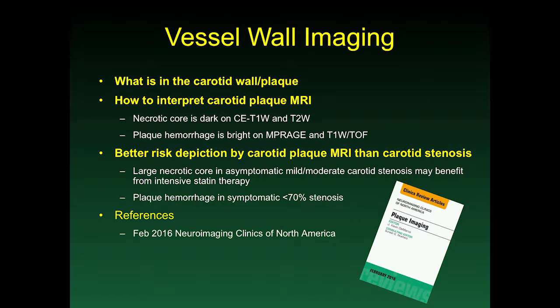Why we care about this is we feel that patients with large necrotic core that are asymptomatic with mild to moderate stenosis are the perfect subgroup to give these intensive statin therapies, especially since Lipitor is off patent now. It's very cheap, like a couple of bucks a month, and so we're going to try to do this in a tri-service research agreement across the VA hospitals. So we have some discussions, and see if we can improve patient outcome.